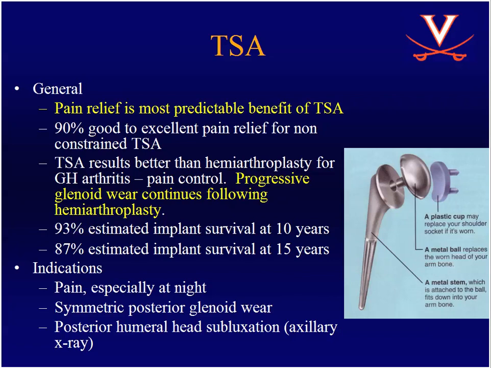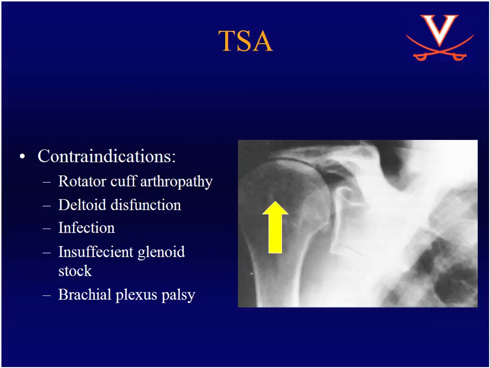And so the indications are pain, like any other joint, pain that affects their lifestyle and incapacitating to them, with symmetric glenoid wear, because if you don't have symmetric wear, then you have to do something to build up the glenoid to make it work. The other indication is if you have posterior subluxation and axillary lateral, then you may need to address the glenoid as well. So wear and arthritis.